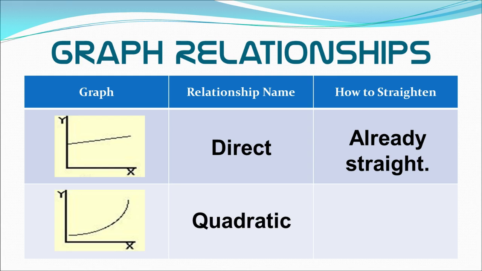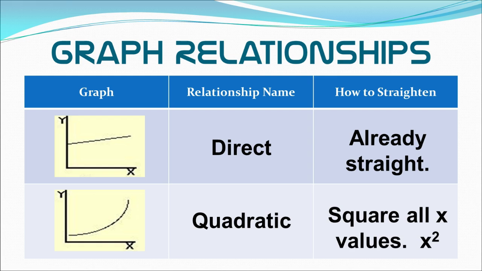This graph we call a quadratic relationship. It's one of our exponential relationships and sometimes is called an upward facing or upward opening parabola. In order to straighten this, if I'm linearizing my data, I need to square all x values. So x squared is the key.